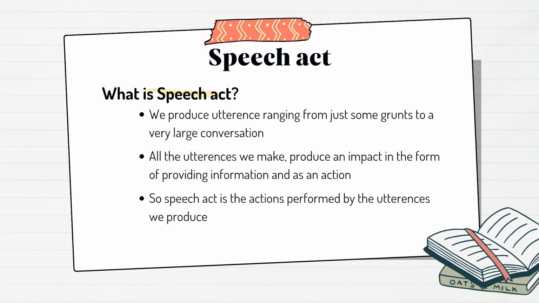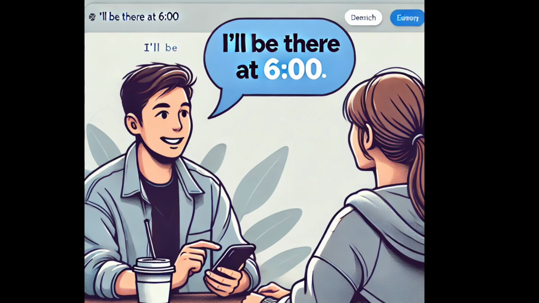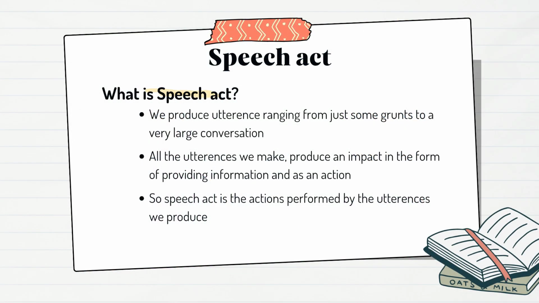Actions like commanding, questioning, informing, ordering. Let's take an example. If you say, I'll be there at 6, you are not just uttering a sentence. You seem to be performing a speech act of promising. You promise someone that I'll be there at 6. So we can define speech act as the action performed as a result of the utterances.